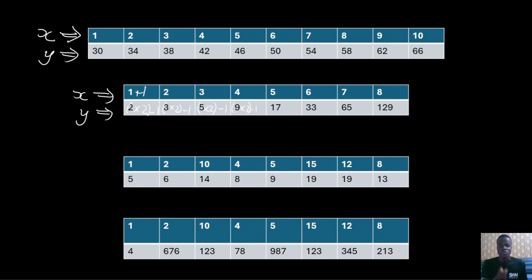So that's the relation. Among the y values, you have to multiply the previous value by 2 and subtract 1 to get the next one. So 17 times 2 is 34, and 34 minus 1 is 33. That's basically what that one is about. So we're able to get the relation among the x and y values.